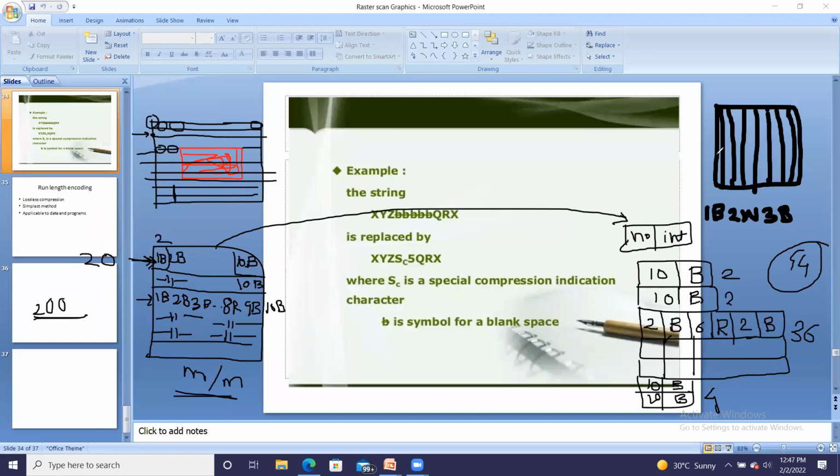When you have a group of pixels with the same intensity, then this method is applicable. But if alternate pixels are of different intensity, then we cannot use run length encoding in this example. Are all of you clear with this? Okay, so the drawback of run length encoding is that if the intensity of the pixels changes for every pixel, then we cannot apply this method.